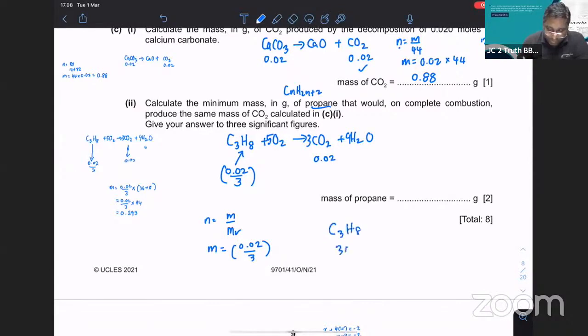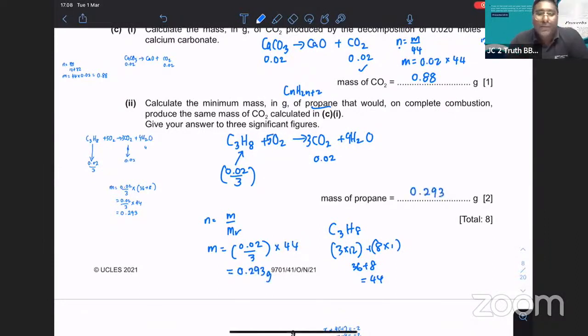C3H8. So 3 times 12, plus 8 times 1. So it's going to be 36 plus 8. You will get 44. So you need to times by 44. If you calculate, you get 0.293 gram. So you just need to put 0.293 gram. Done. Yeah, so quite simple.